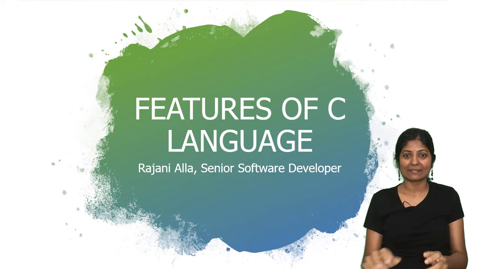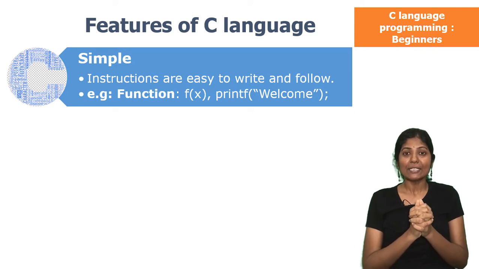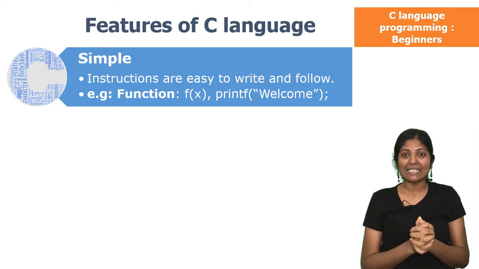Let's start. The first feature of C is it is a simple programming language because a C program will contain English words which is easy to write and follow. But you must know the proper way of writing them. That one you will learn when you start writing programs. Let's see a small line of C program which displays hello.